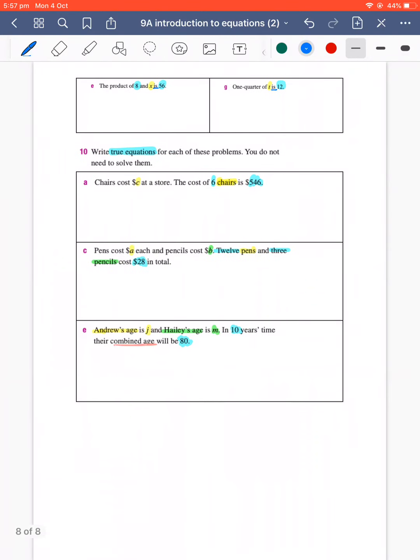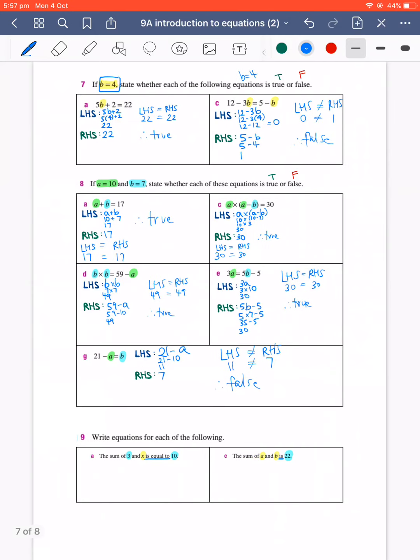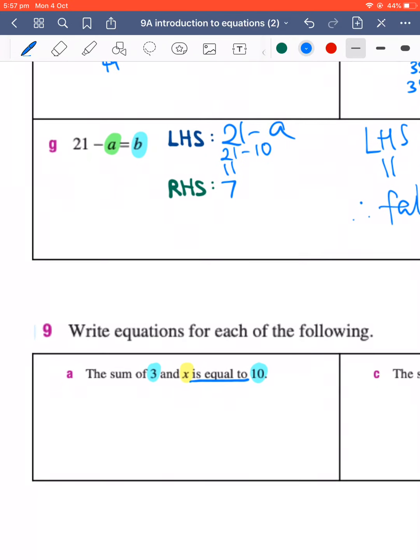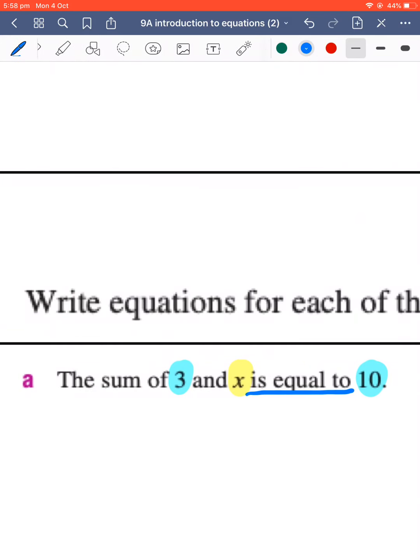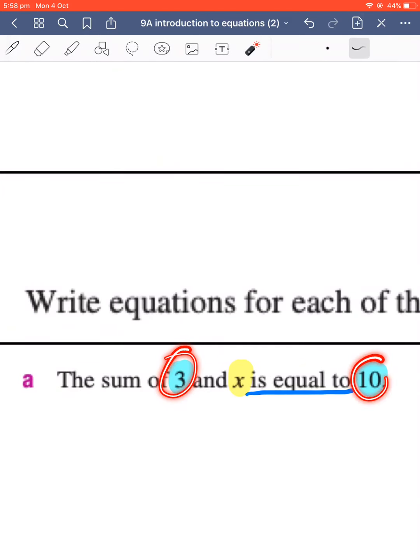Okay, nearly done. Couple more questions. Question number 9, write equations for each of the following. So now we're focusing on the words, the letters, the pronumerals, and also numbers. What I've done already, as you can see here, is I've gone through and circled any of my numbers. I've also highlighted any of my pronumerals and anything else that I can see is a little bit of a giveaway.